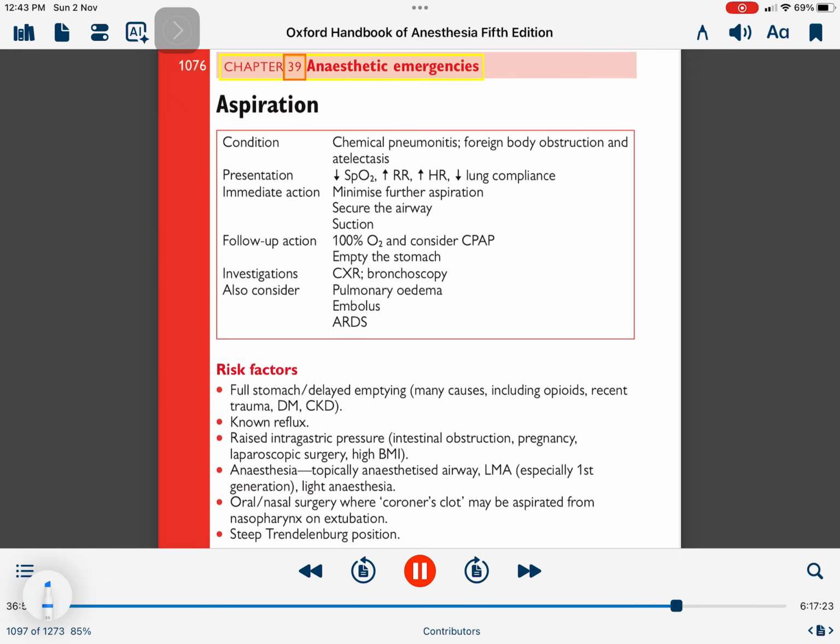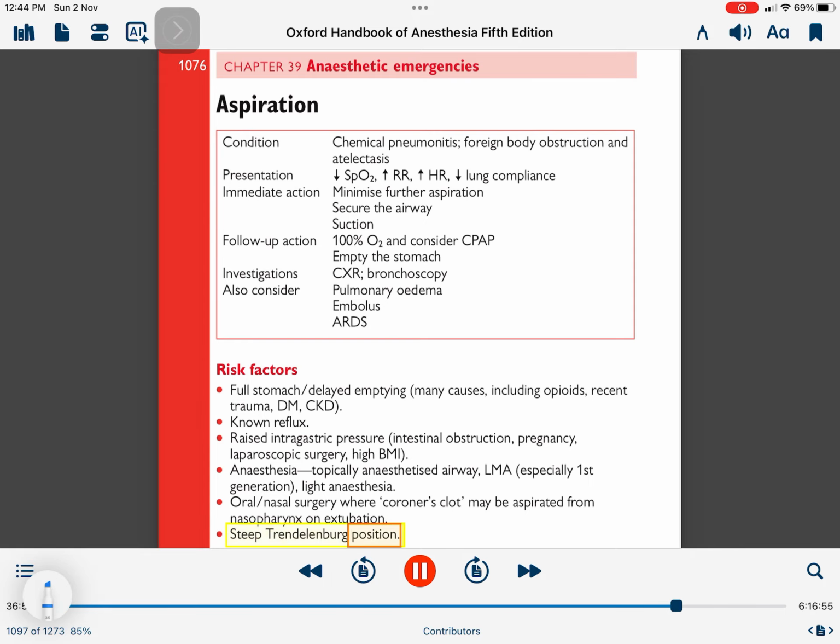Chapter 39, Anesthetic Emergencies: Aspiration. Risk factors: full stomach, delayed emptying. Many causes, including opioids, recent trauma, DM, CKD, known reflux, raised intragastric pressure, intestinal obstruction, pregnancy, laparoscopic surgery, anesthesia, topically anesthetized airway, LMA, especially first generation. Light anesthesia, oral or nasal surgery where a clot may be aspirated from the nasopharynx on extubation.